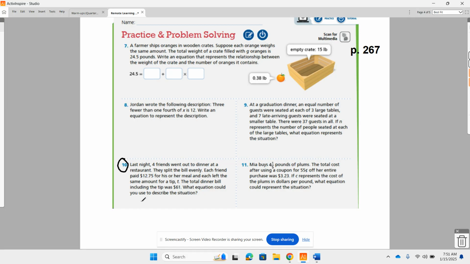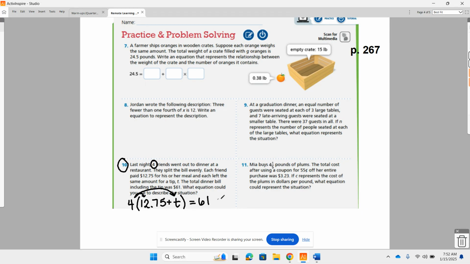All right, now think about how each person paid $12.75 plus they also left a tip. But remember, the 61 is the total dinner bill. So these 4 friends shared that. So we've got to think about how this is being multiplied by 4 to equal 61. I want to challenge you to write down this equation and review your distributive property to solve for the tip and see how much they left for their tip.